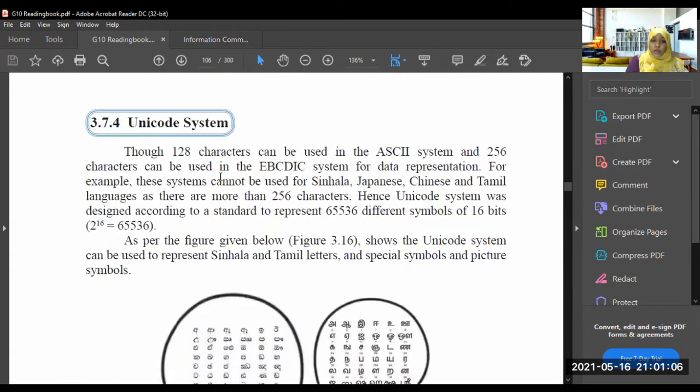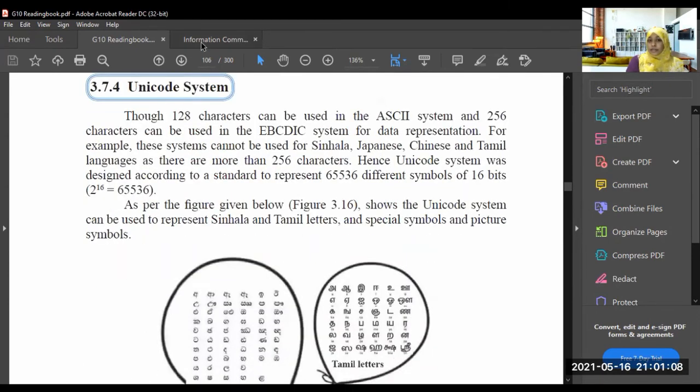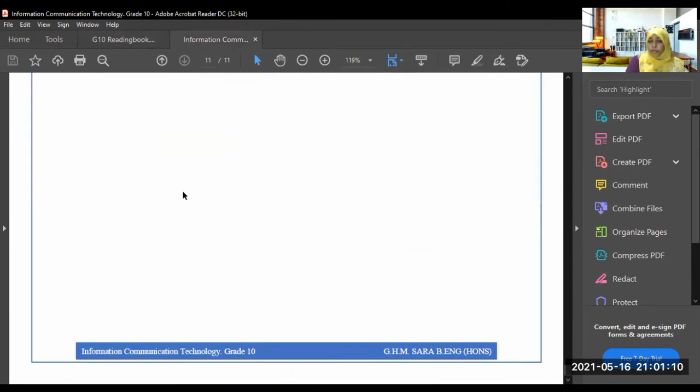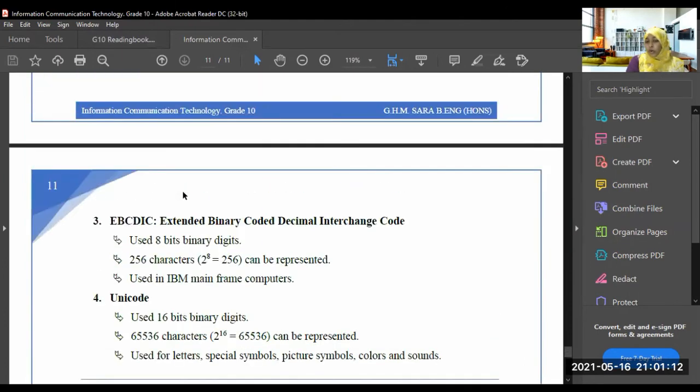Okay. Next one, the Unicode system. Now you know, before, when they used the BCD code system, they represented only the text, no? Then they used the ASCII system to represent 128 characters.